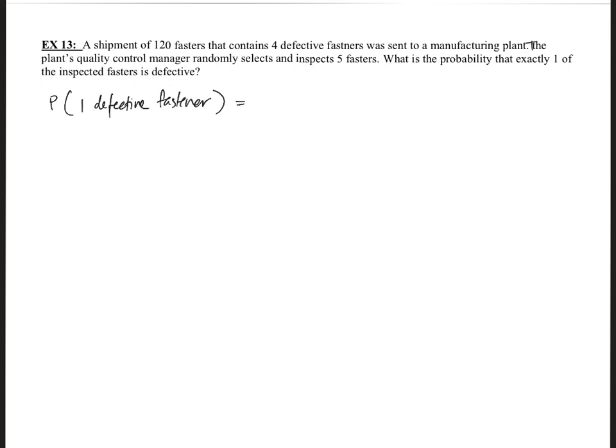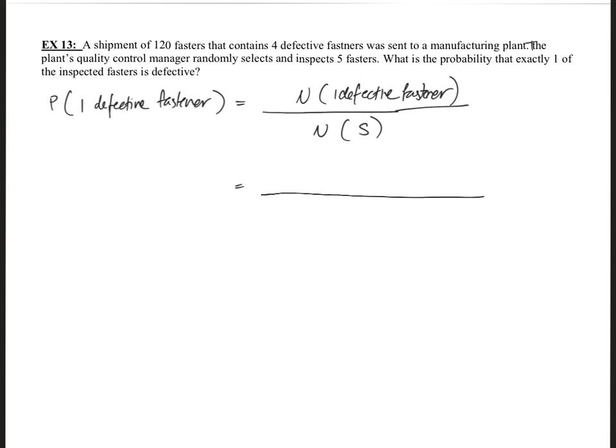And how do we find that? Well, we want to find the number of ways to choose one defective fastener and divide that by the total number in our sample size. Well, for the total number in our sample size, are we thinking about order matters or order doesn't matter? In this problem, order does not matter, so we're going to use combinations. So, from 120 fasteners, we are choosing 5. So 120 choose 5. Okay, that was pretty straightforward.